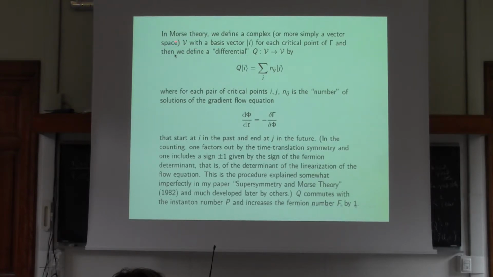So V is the space where the Jones polynomial was a trace. And then I said in that space there's going to be a differential. That differential is computed by counting tunneling trajectories in 5 dimensions that start at I and end at J. There's a procedure in general in supersymmetric Morse theory for counting these trajectories, and that gives you the differential Q that acts on this complex. Q commutes with the instanton number P and increases the Fermion number by 1.